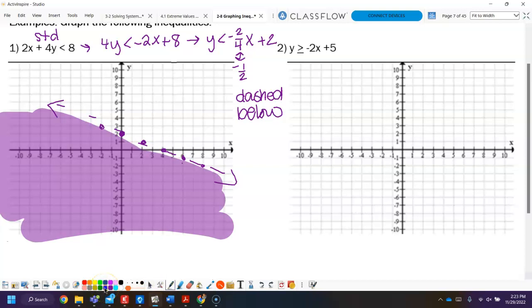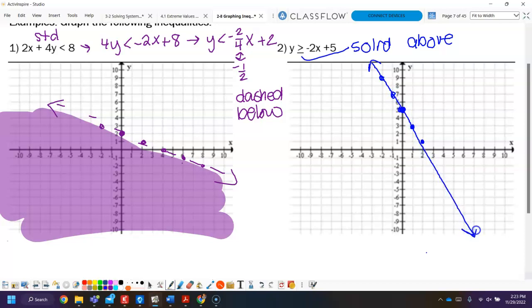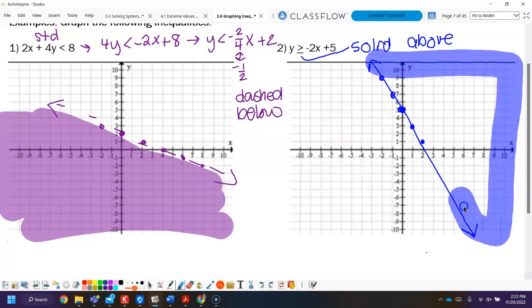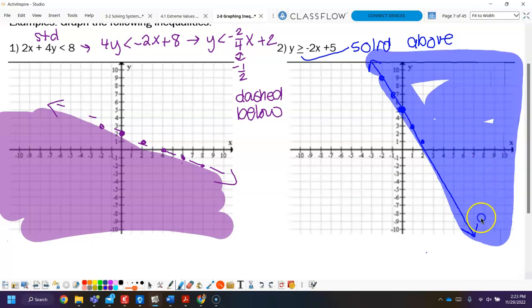And then the last one, y-intercept at 5. This one has a negative slope. It is going to be solid and above. I'm trying to do what I did, which is to shade below.